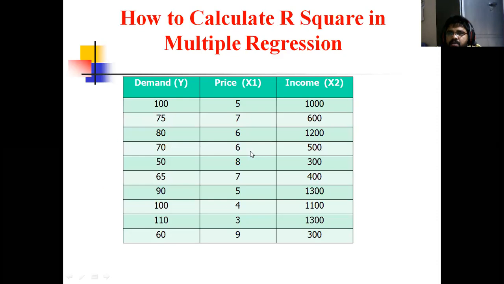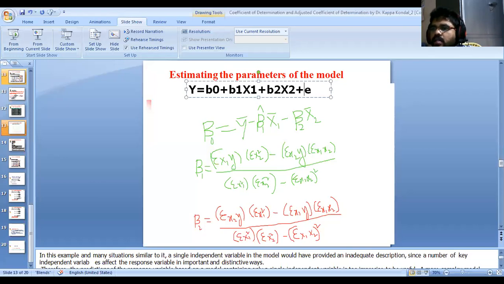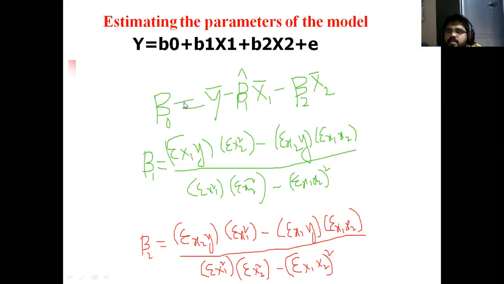Then we'll come to know how to calculate R square in multiple regression. See, there is some difference between multiple regression and simple regression. That's why I told you what the difference is between simple and multiple regression. So in multiple regression, how can we calculate? For example, they will give the data y, x1 and x2. On the basis of x1, x2 and y variables, we can calculate the R square value. Before estimating the R square value, we need to estimate the coefficient values beta 0, beta 1, beta 2, and the error values.